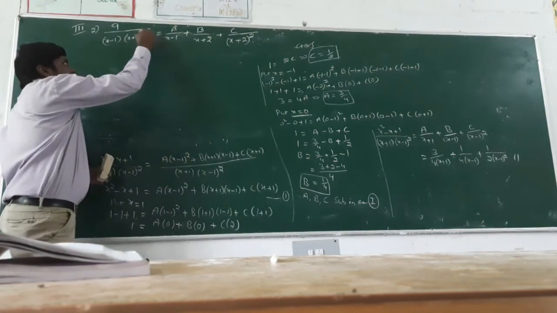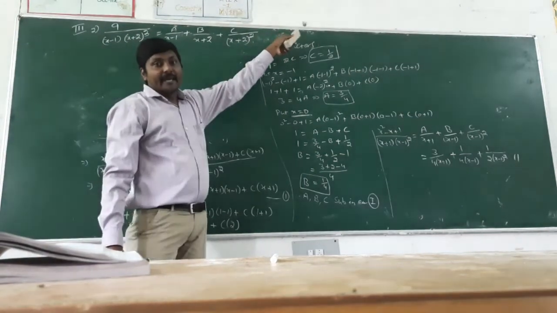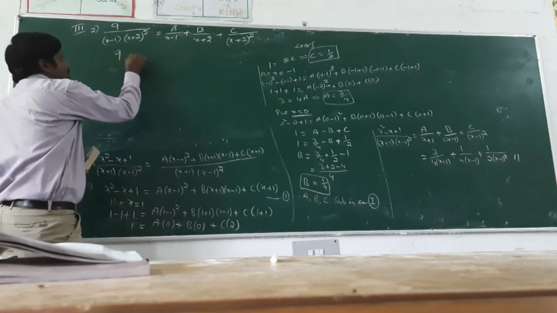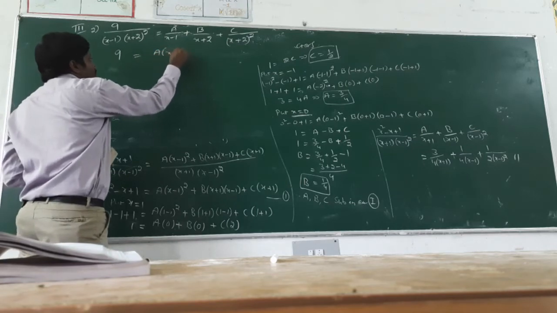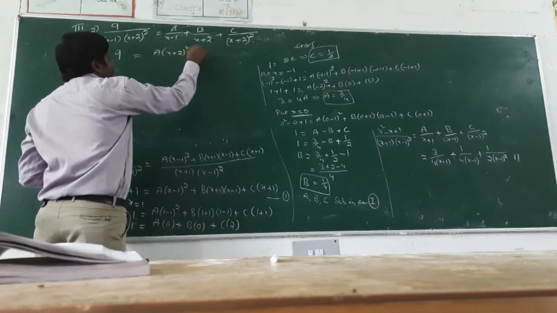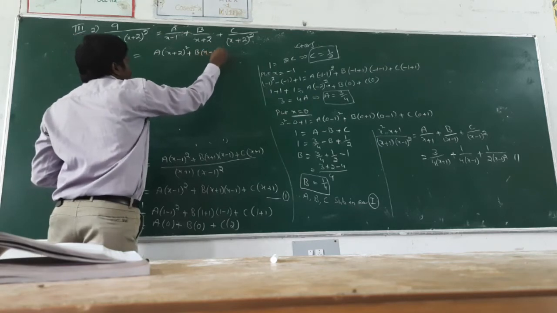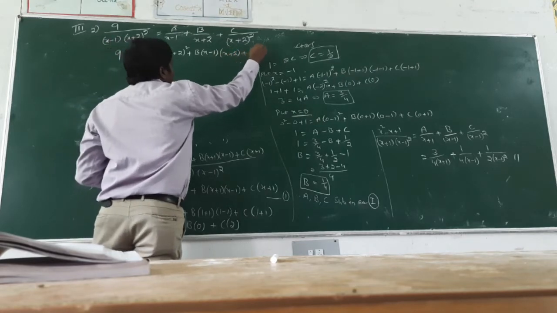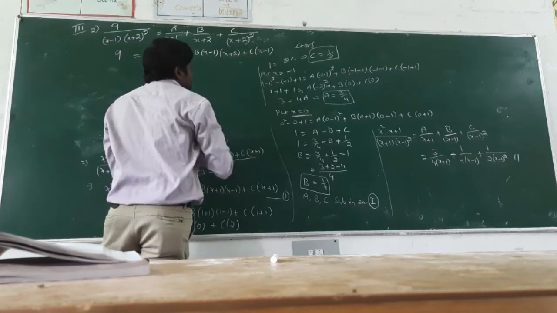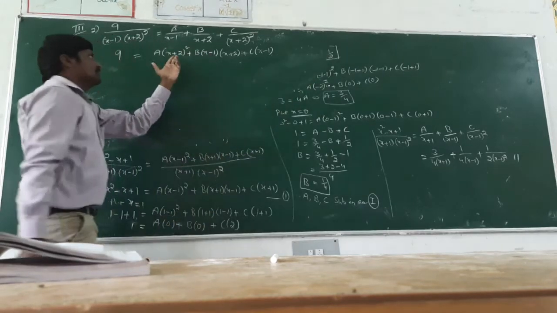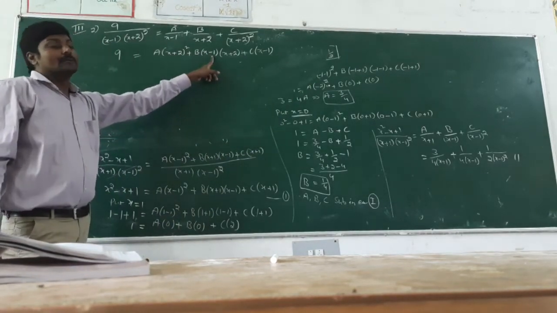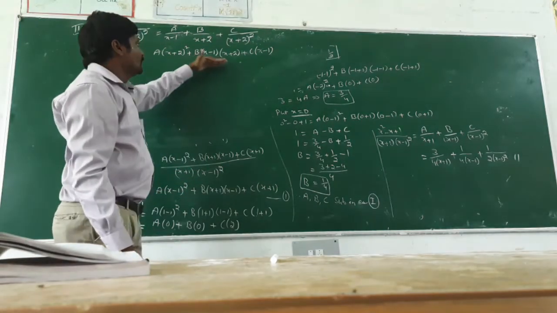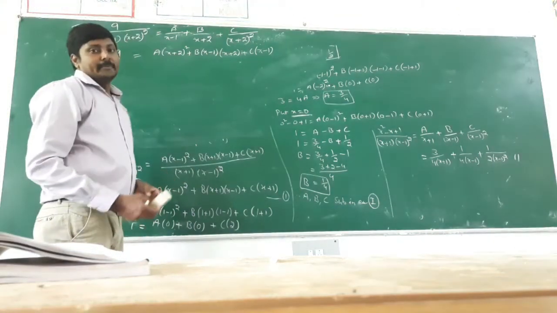If the power is 3, in that case d by x plus 2 whole cube also comes. This is the problem. Next, 9 is equal to a of x plus 2 whole square plus b of x minus 1 into x plus 2 plus c of x minus 1. This is the LCM. Next we put x is equal to minus 2 once and x is equal to 1, and we get two values, and the third value comes by substituting any x value. Okay, the remaining problem you try.